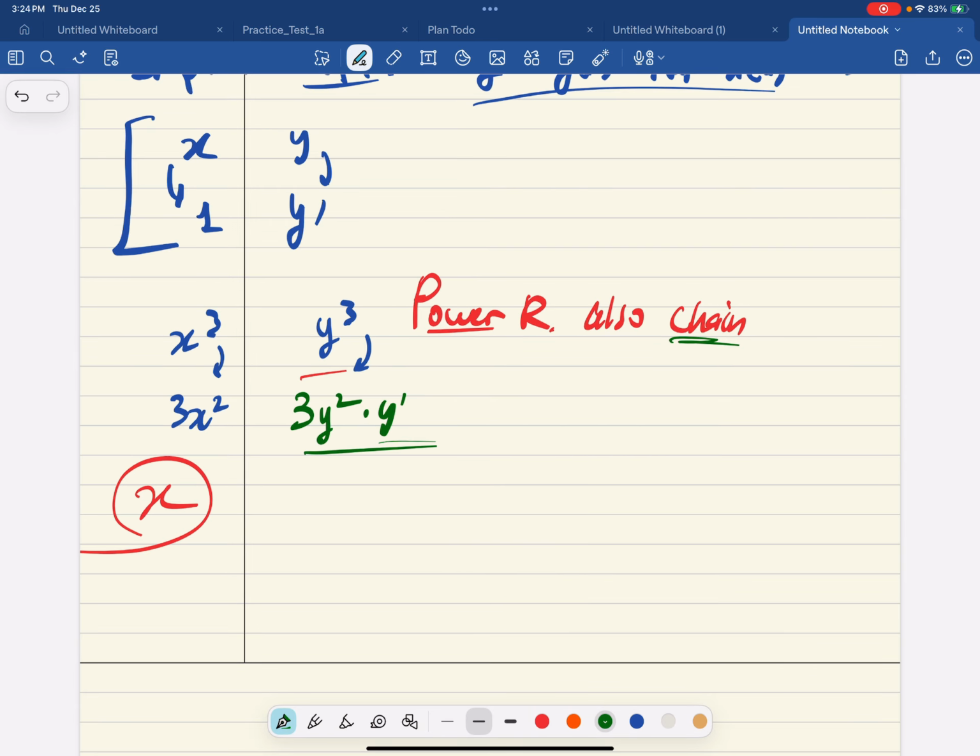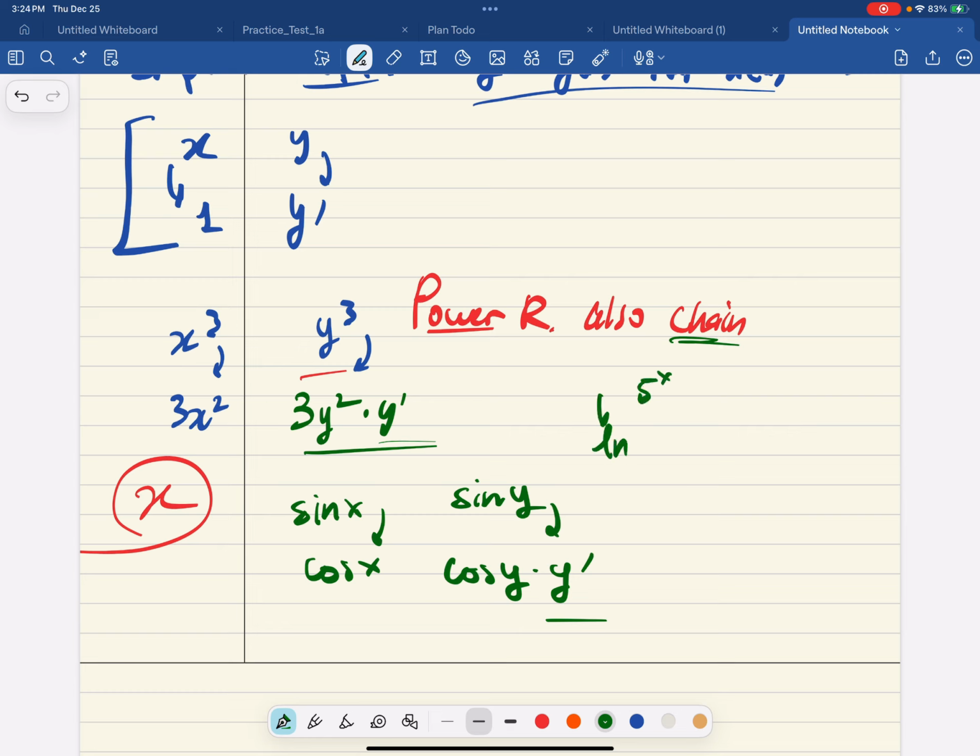So there's a repeated y. Sine of x, it's another example, will become a cos of x. If it's a sine of y, it will become cos y times y prime. Again, y has to become primed. If there is 5 to the x, you prime that, becomes a ln of 5, or I should write 5^x first. 5^x times ln of 5 times x prime, but x prime just turns into a 1. So no need to write 1.